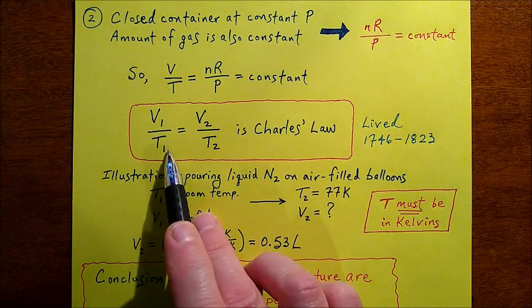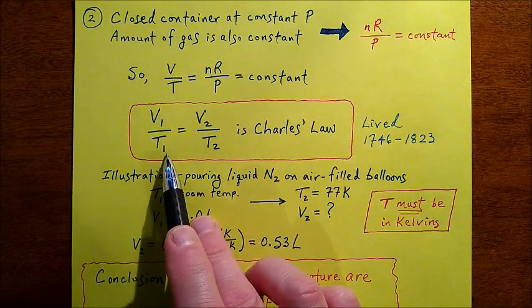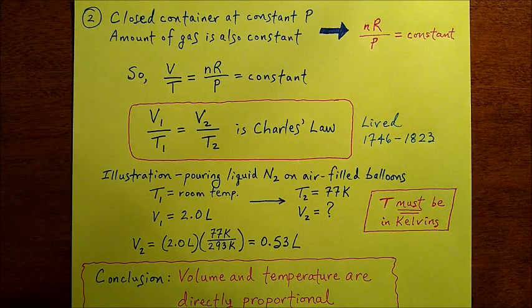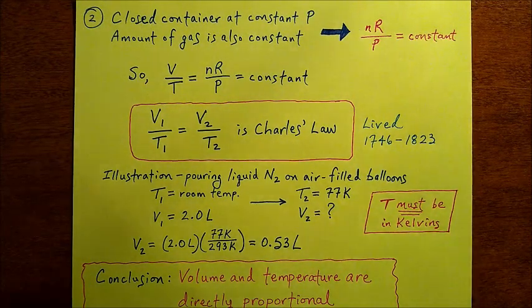So we can have two conditions. Condition 1, the initial, condition 2, the final. They'll always be equal to each other. An illustration of that would be pouring liquid nitrogen on an air-filled balloon. I'm going to try to insert some YouTube videos into some of these discussions, and I'll try it right now.